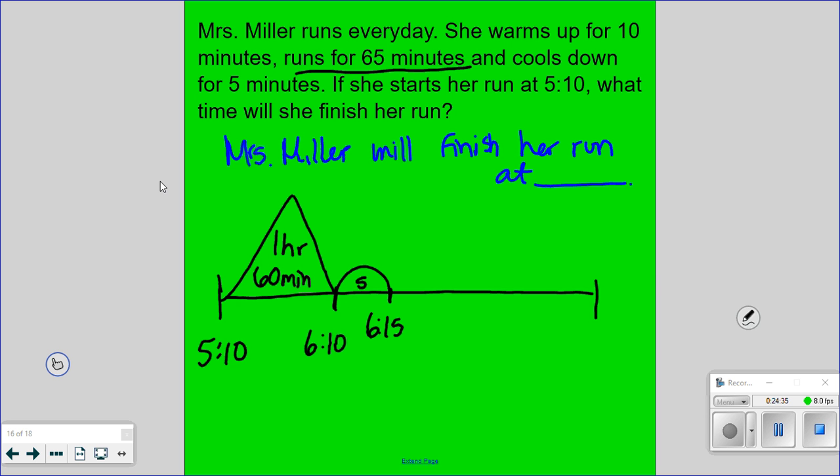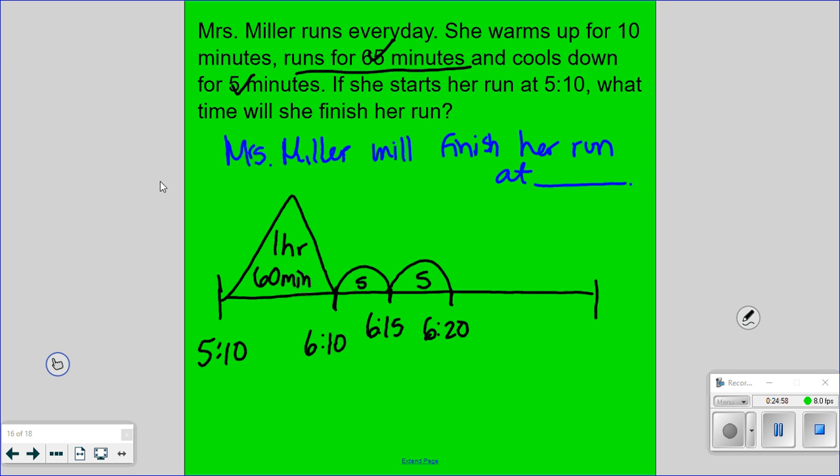But I have some other stuff happening. You can cool down for 5 minutes? Yeah, so I could do my 5-minute cool down. Here's another 5 minutes. What's going to be my new time, Victor? 6:20. 6:20, very good. So far I've done my running time, I've done my cool down time.